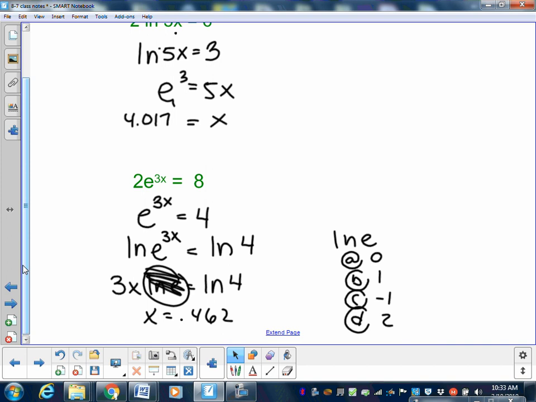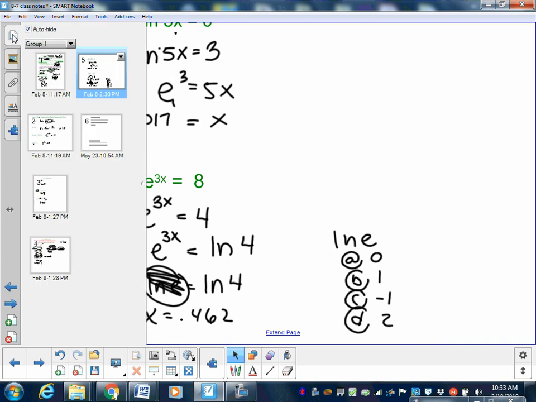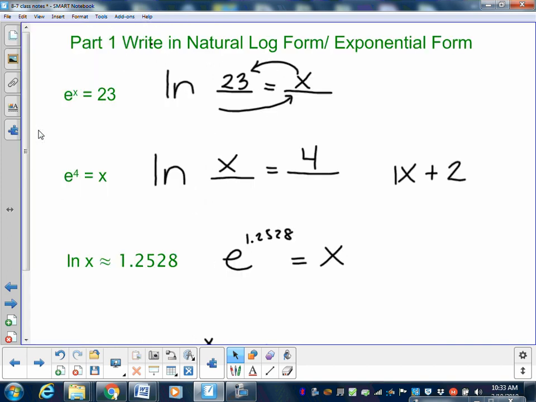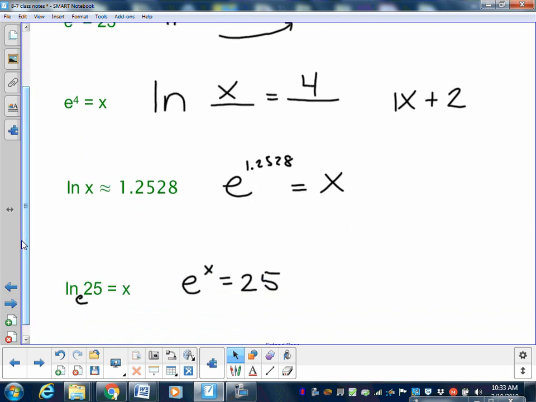So here's what you're going to do. There's 4 parts. Here is the first part. The first part is this. It's in ln form, and they want you to put it into exponential form. That's the first part. You have 4 of those to do.